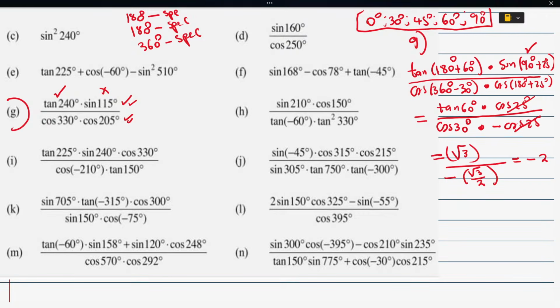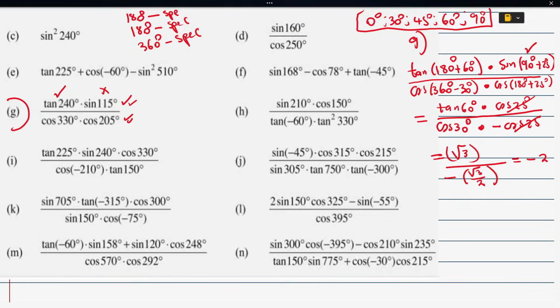Yeah, so I think they're making a mistake. Are you clear now? Can we proceed, everyone? Yes, so the answer is negative 2.